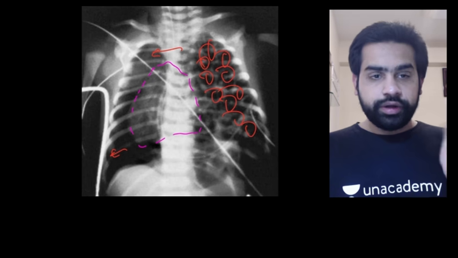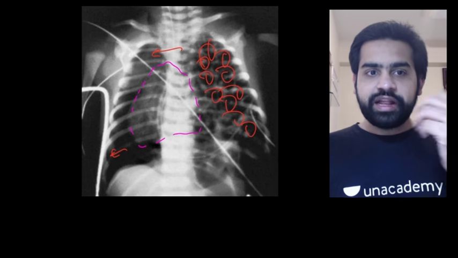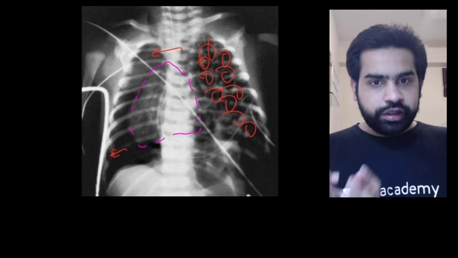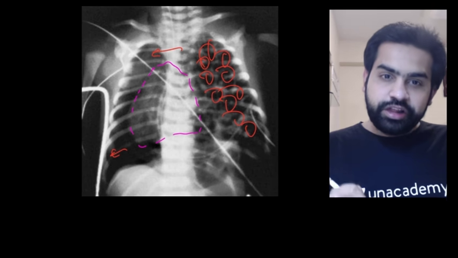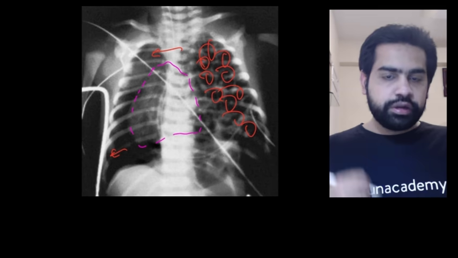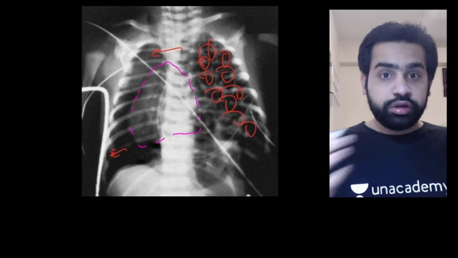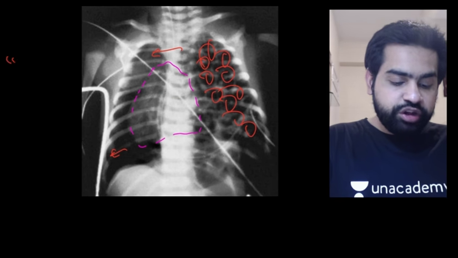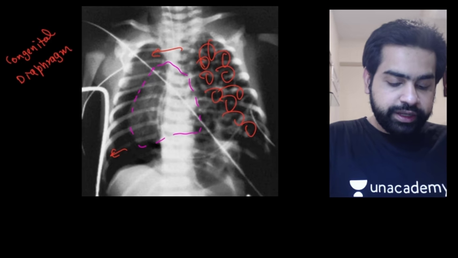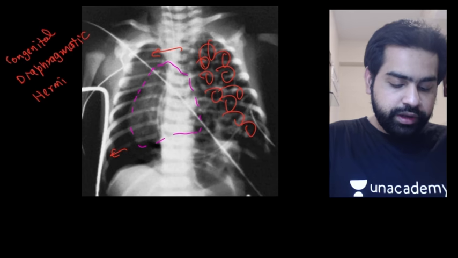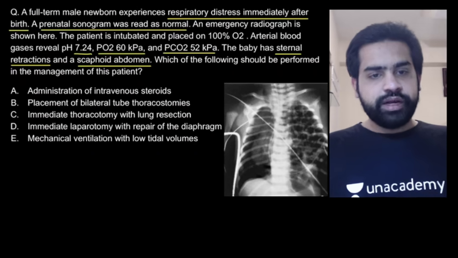It has shifted towards the right side, and this is because part of the intestine is going into the thorax and pushing the mediastinum towards the opposite side, and this is the reason why the patient is having respiratory distress. So the diagnosis is pretty simple. The diagnosis is congenital diaphragmatic hernia. So this is a patient who is suffering from a congenital diaphragmatic hernia. Now, how do you manage this particular patient?